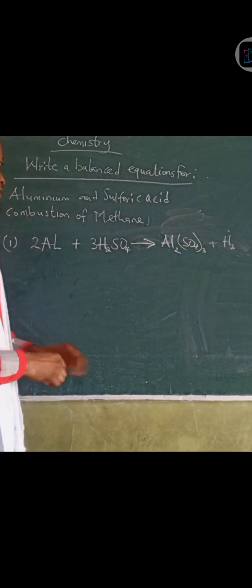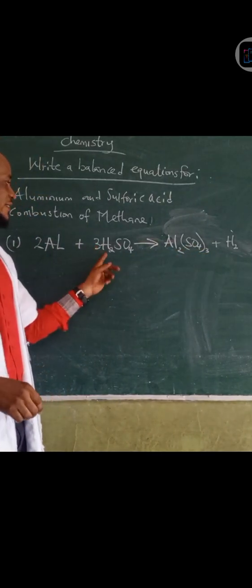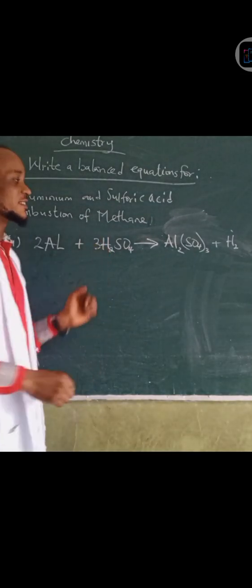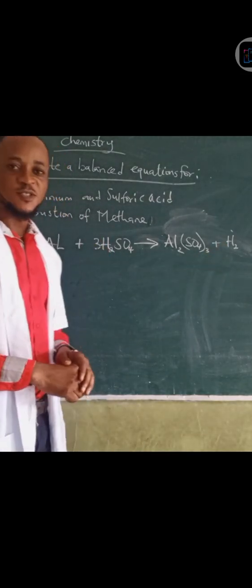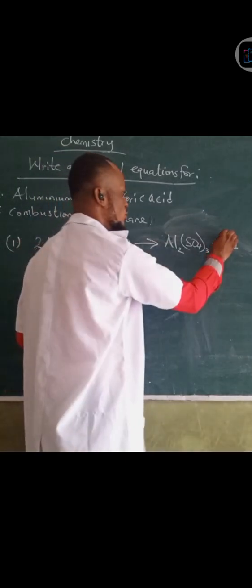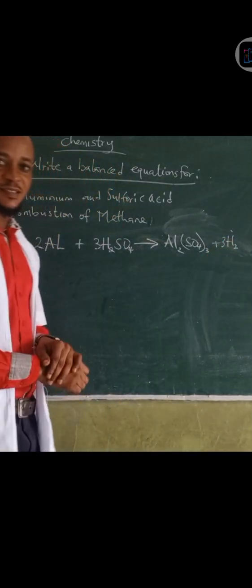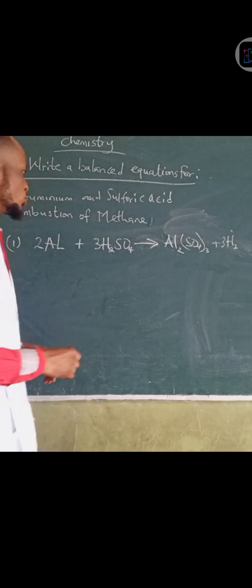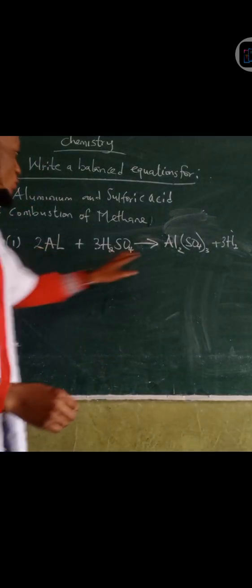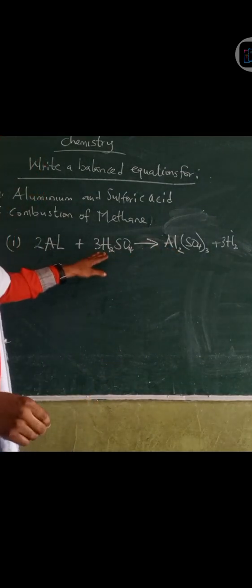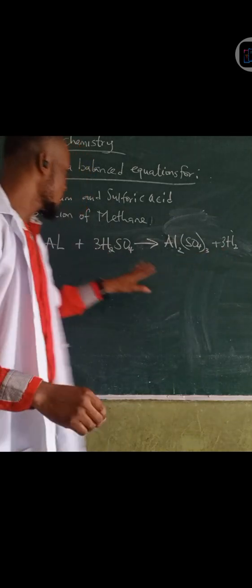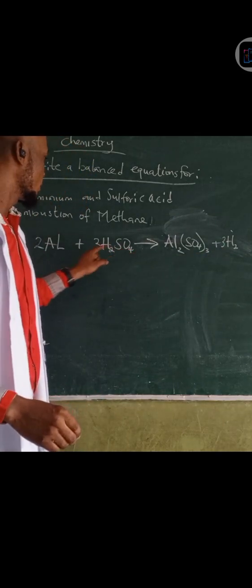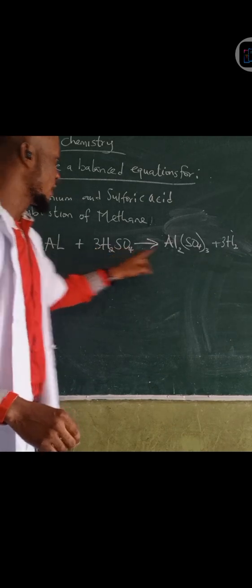Balanced. But note that this 3 has now affected this hydrogen. Now hydrogen is what? 3 times 2, which is 6. Total hydrogen here is 6. Look at this place, hydrogen is just 2. So if I put 3 here, it's now 6. Can you see it? So easy to balance. Okay? Good. Let's now check. Aluminium 2, hydrogen 6, hydrogen 6. Which other one? Sulfate group, they are 3 here and they are 3.